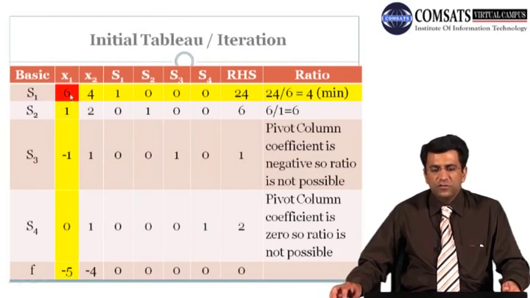Our first equation was 6x1 plus 4x2 plus s1 is equal to 24. So we will put these coefficients here. As there is no s2, s3 and s4 in this equation, we'll put the values of s2, s3, s4 equal to 0 in this row, and the value of the right hand side is equal to 24. Similarly, we will put the coefficient values of the second equation, third equation and fourth equation.